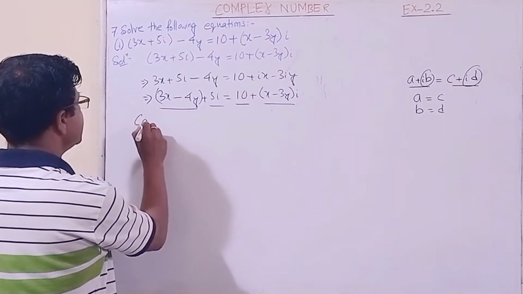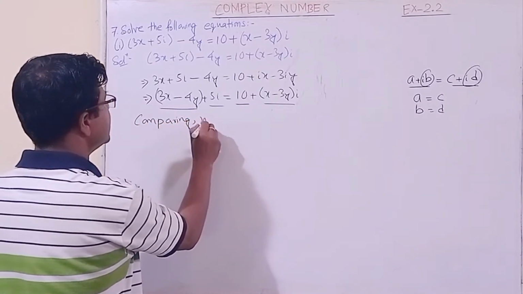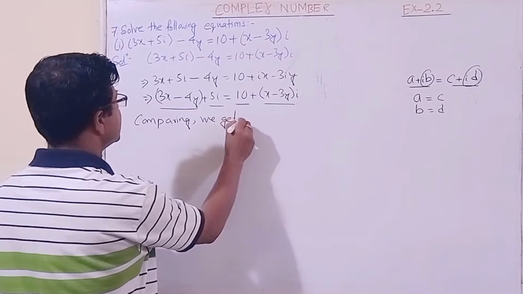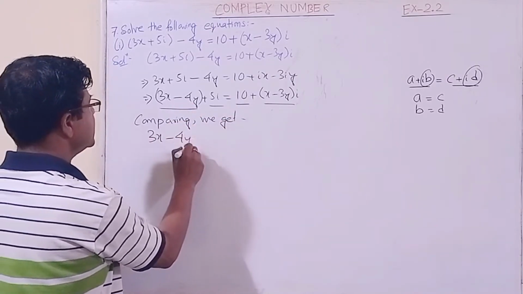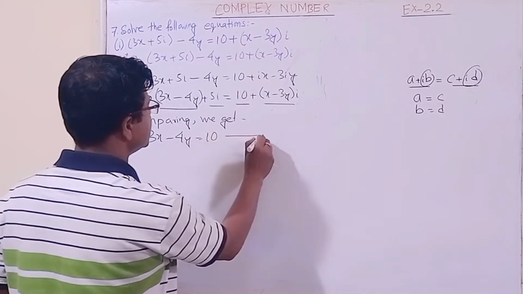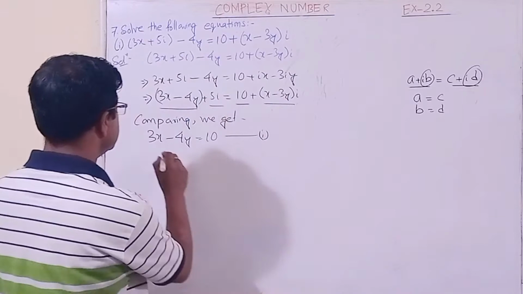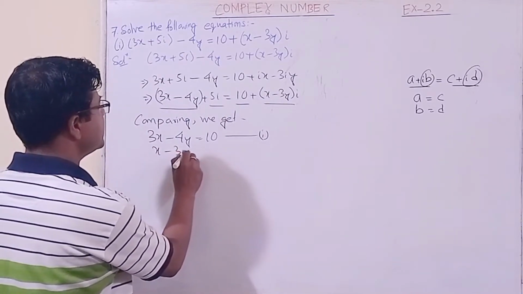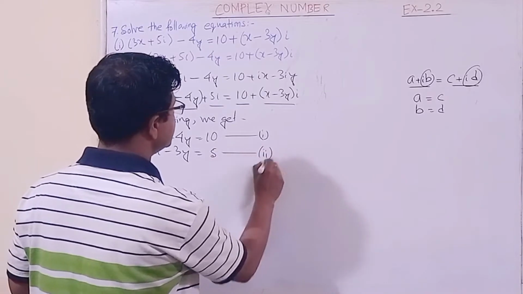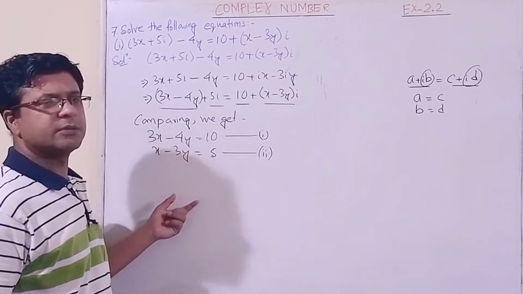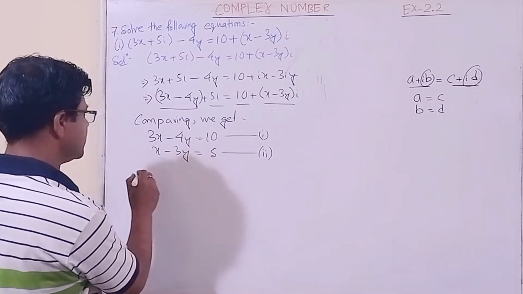So comparing, we get the real part: 3x minus 4y is equal to 10. This is equation 1. And x minus 3y will be equal to 5. This is equation 2. Now we have to solve for x and y. Let us solve them by, suppose, the elimination method.